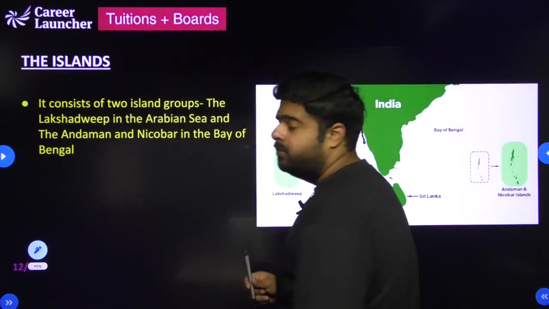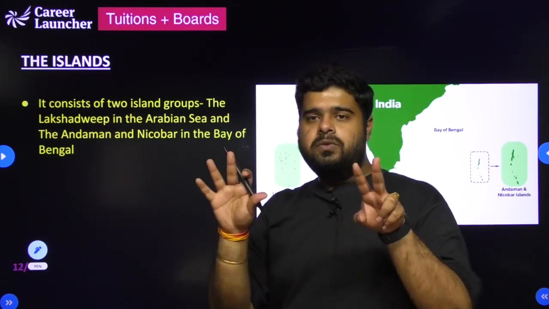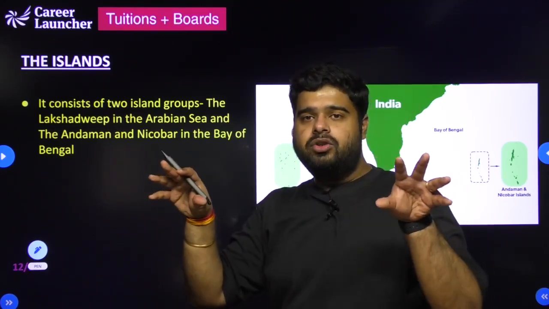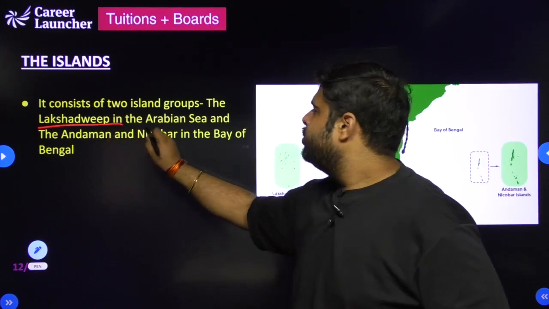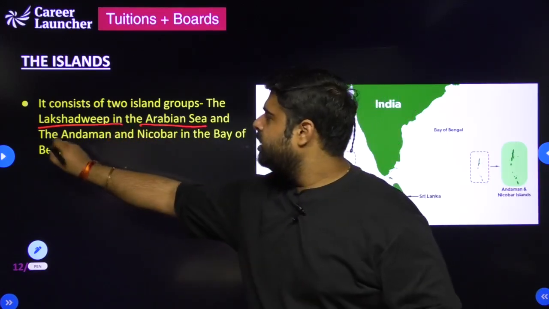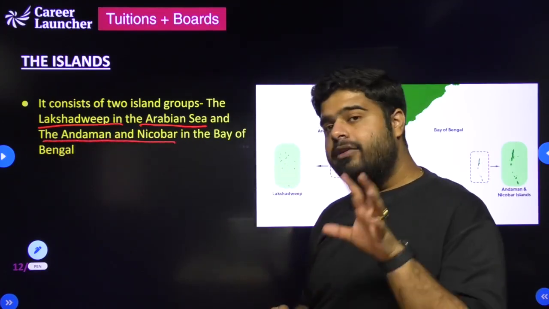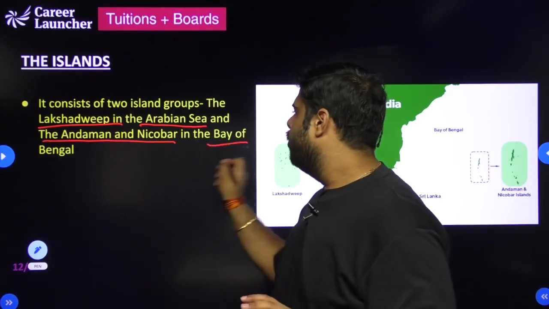Now let's dig deeper into the islands. India constitutes two island groups located in two different geographies. The first one is the Lakshadweep, which is situated in the Arabian Sea on the western side of the country. The other one is the Andaman and Nicobar Island Group, which is on the eastern side in the Bay of Bengal.